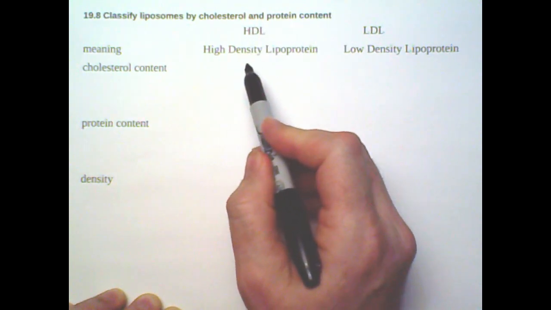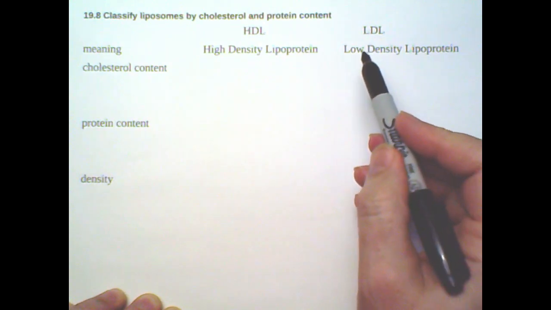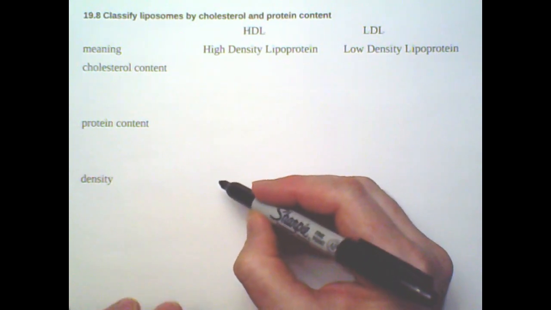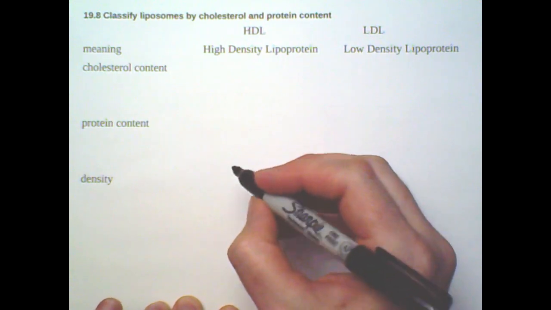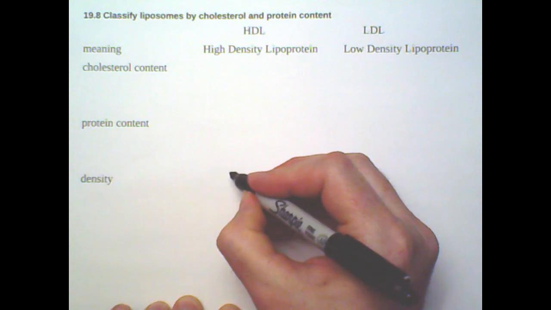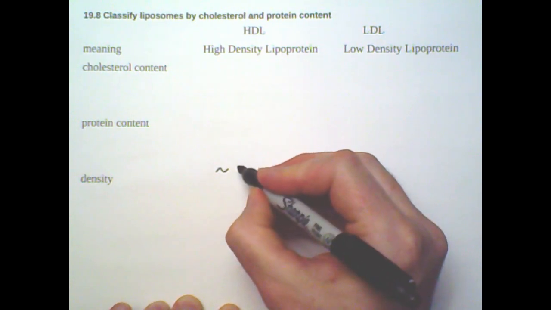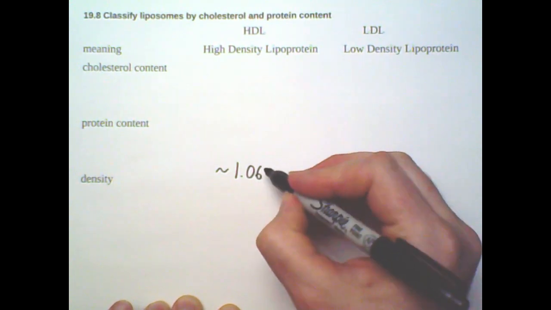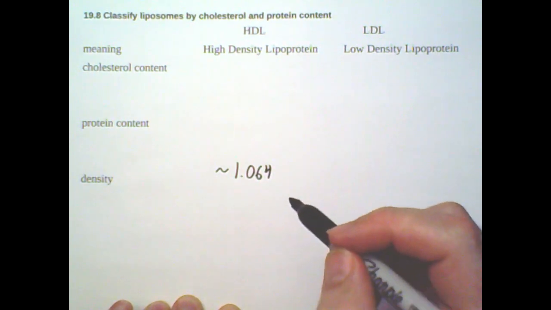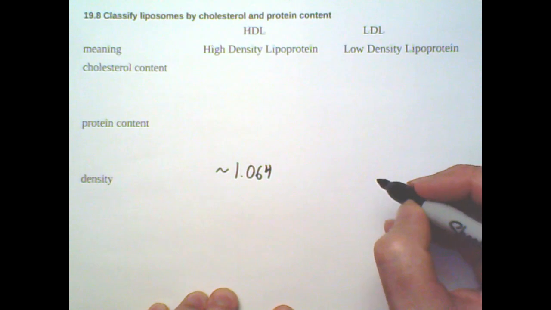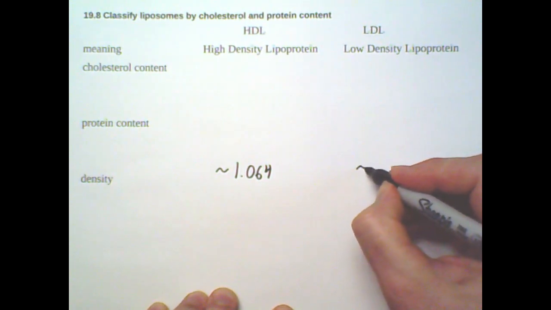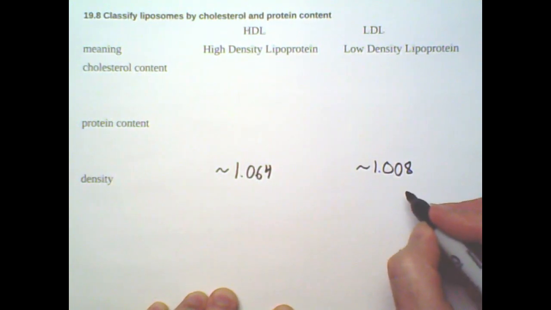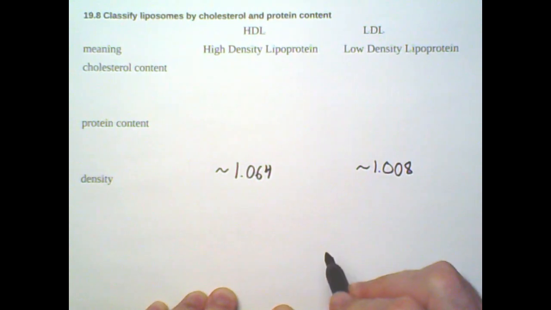So what does it stand for? HDL stands for high-density lipoprotein, and LDL stands for low-density lipoprotein. So how can you tell them apart? One way is to measure the density of these particles as you separate them. High-density particles are going to have a density around 1.06. They actually have a pretty consistent density. And low-density lipoproteins will have a smaller number for their density, just a little bit denser than water, which would have a density of 1.